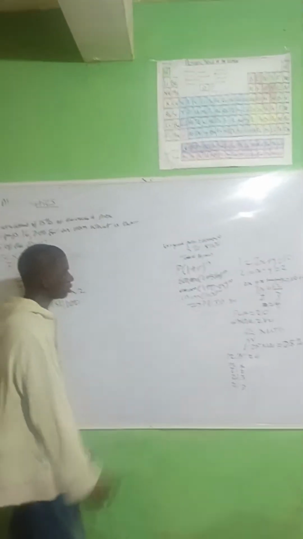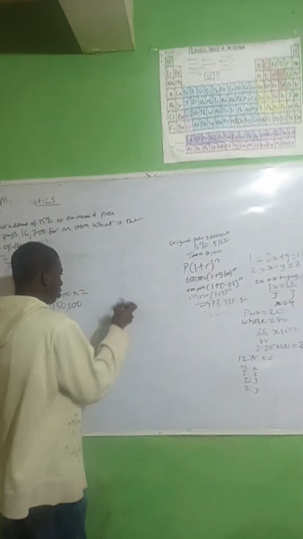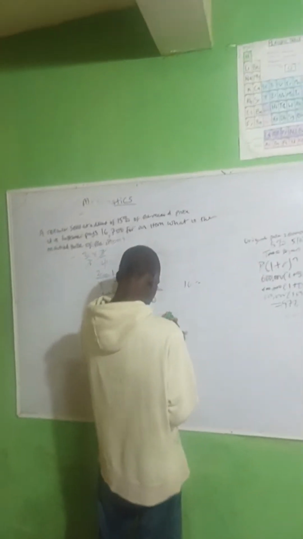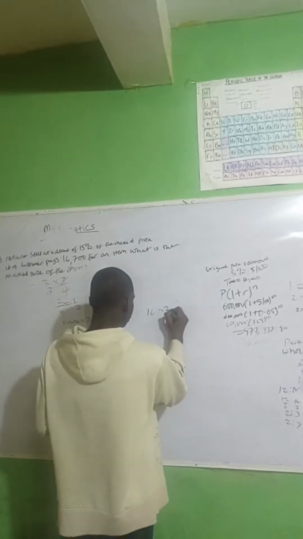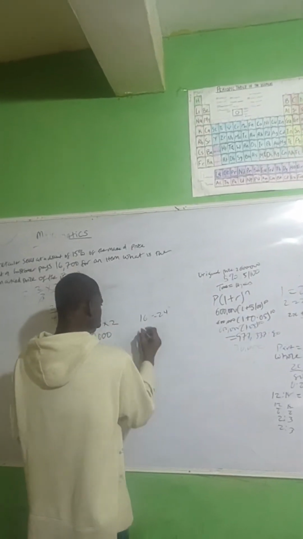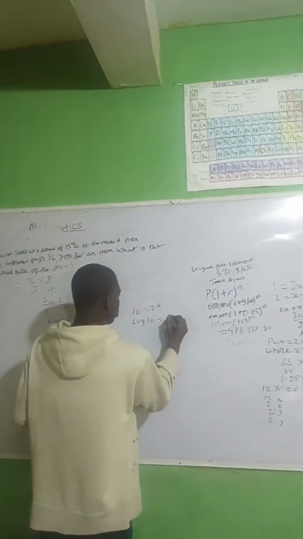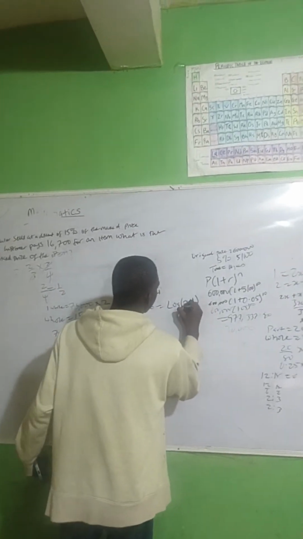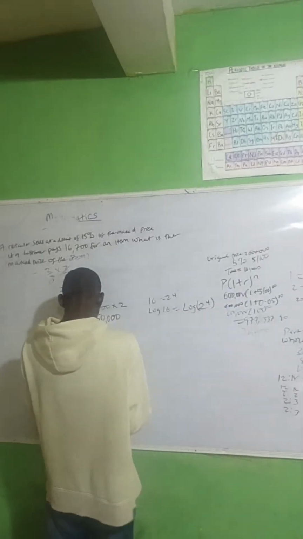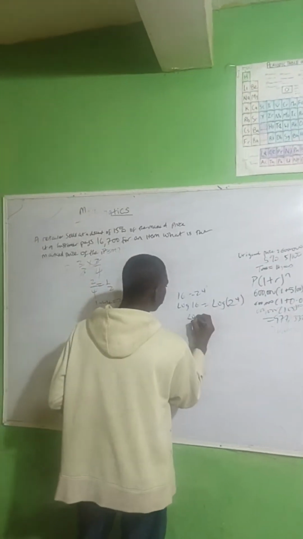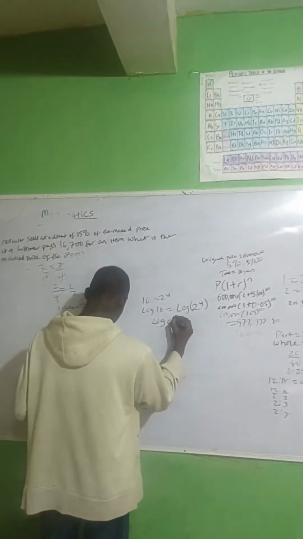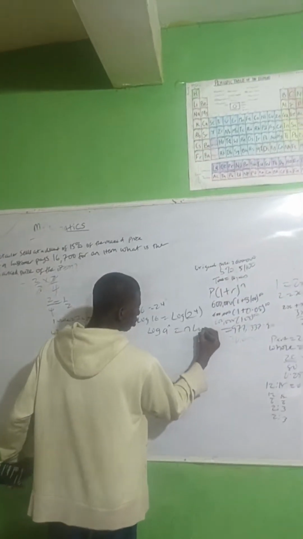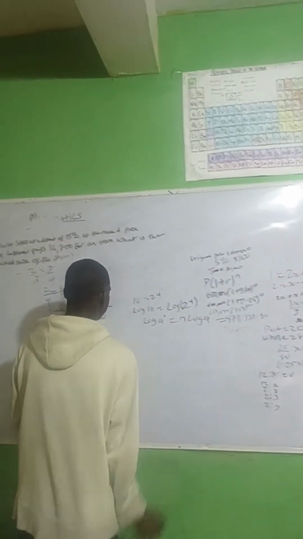That's 2 raised to power 4, right? So 16 is equal to 2 raised to power 4. Then log 16 will be equal to log 2 raised to power 4, right? So now bring the power down, following the rule of logarithm that says log a raised to power n is equal to n log a, right?